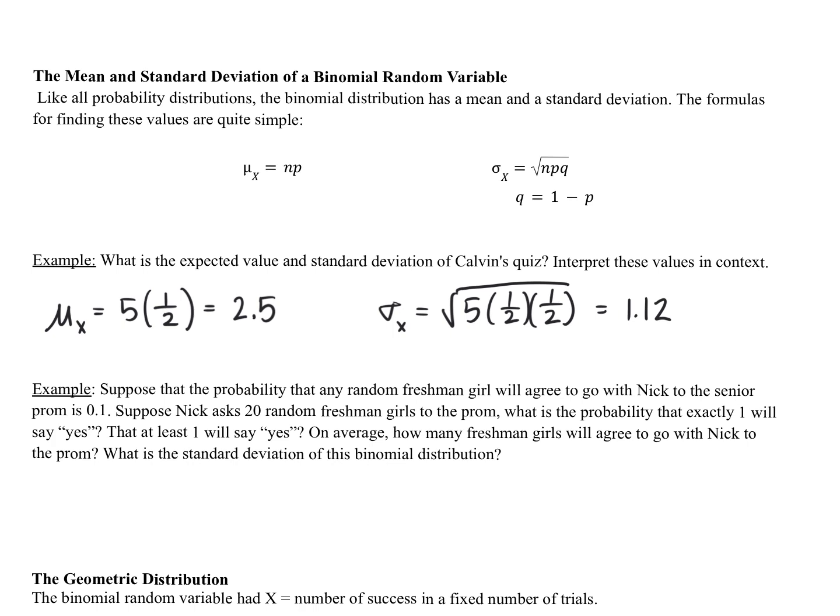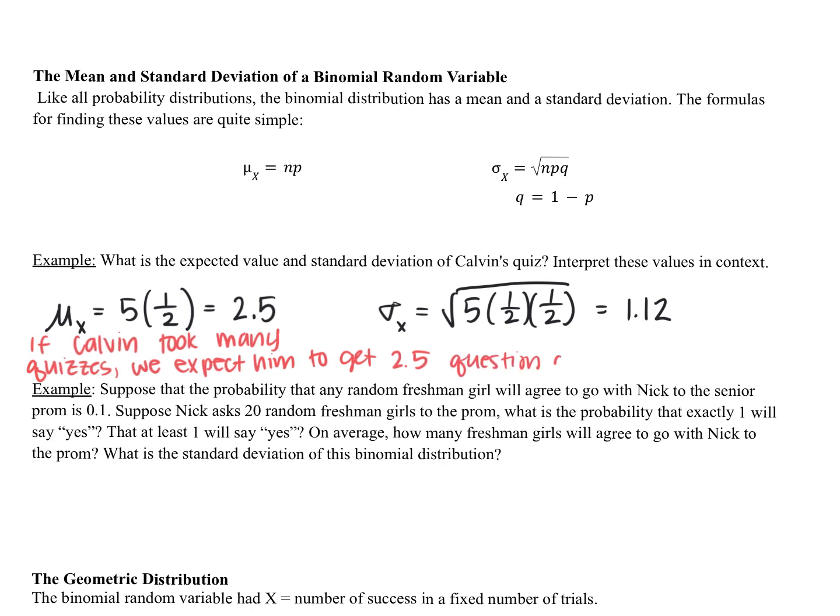So for the mean, that tells us that if Calvin took many of these quizzes, we would expect him to get 2.5 of them correct. So if Calvin took many quizzes, we expect him to get 2.5 questions correct.